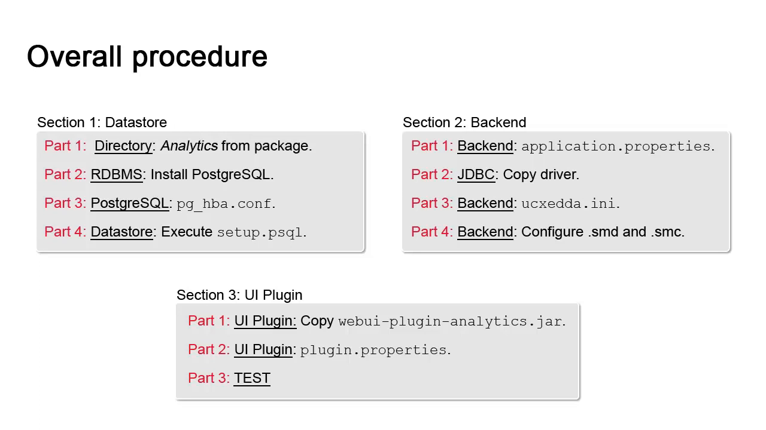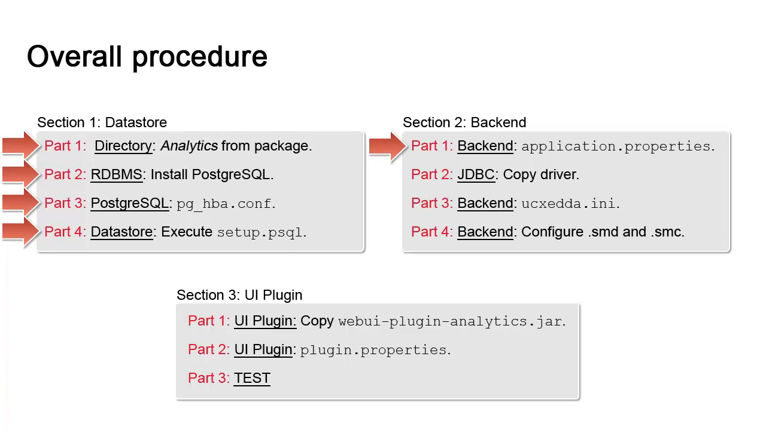In the first section, we copy the analytics directory from the install package to the instance directory. We install PostgreSQL, the required database system for analytics. We configure the database system so that it's accessible over any type of connection and execute a script to deploy the analytics data structures. In the second section, we configure the backend.